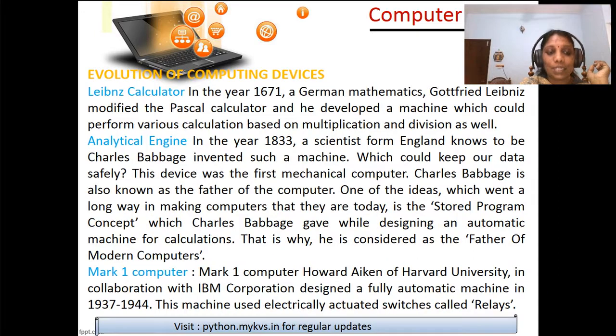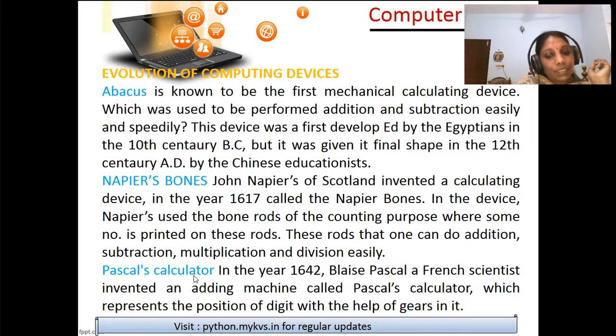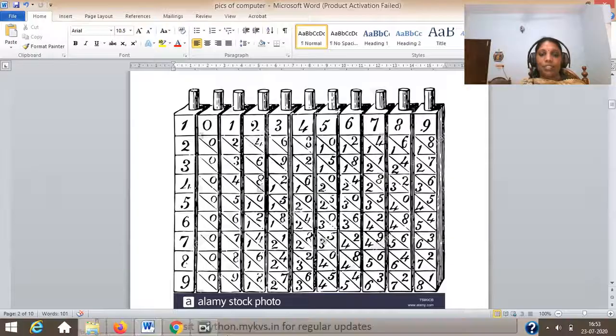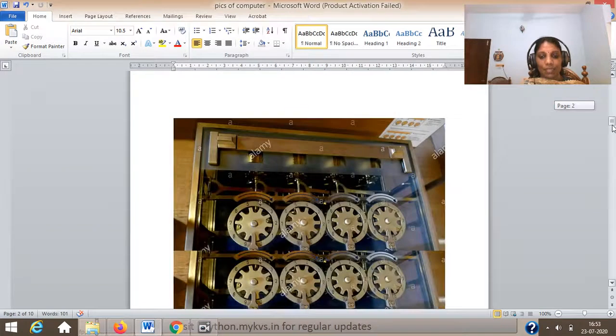Then you have Pascal's computer. Blaise Pascal is also a mathematician, that is, a scientist who works with maths-based calculations. He invented a calculator, an addition machine, if you want you can say. It's called Pascal's calculator, which represents the position of digits with the help of the gears in it. Again, I have the picture of that, so you can have some idea.